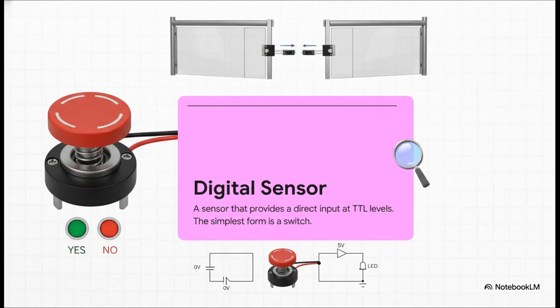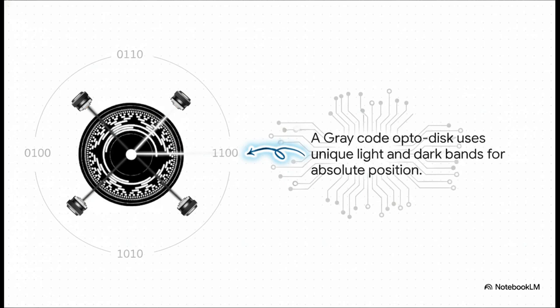So the whole deal with a digital sensor is that its world is binary. I mean, the simplest example ever is just a plain old switch. Is the door open? Yes or no. Is the button being pushed? Yes or no. It gives the direct, crystal clear answer that the microcontroller can understand in an instant. No translation needed.